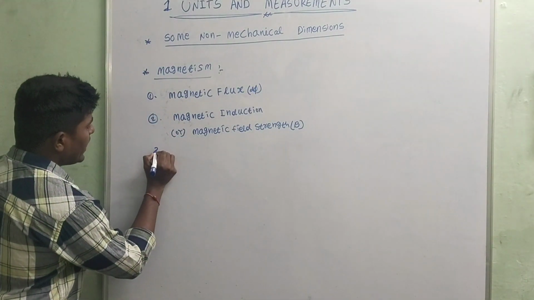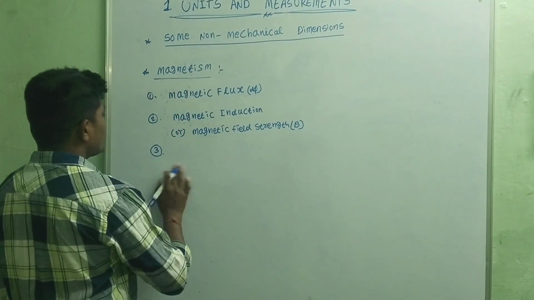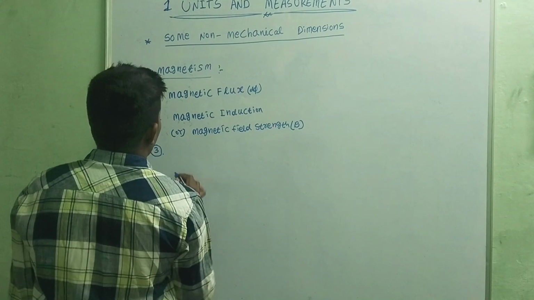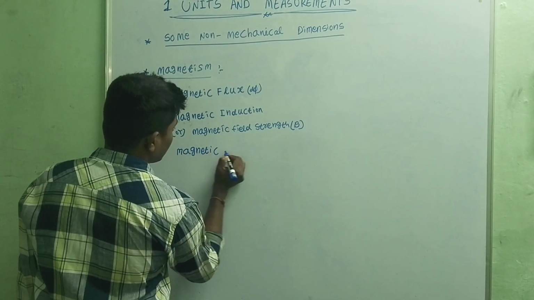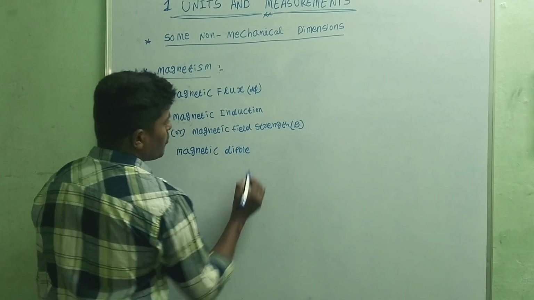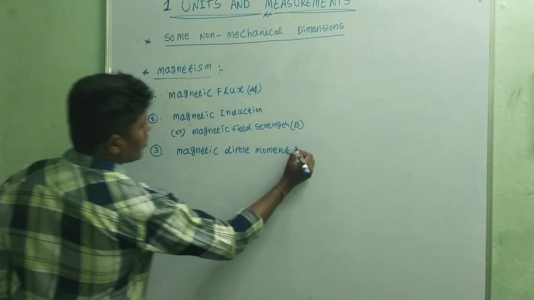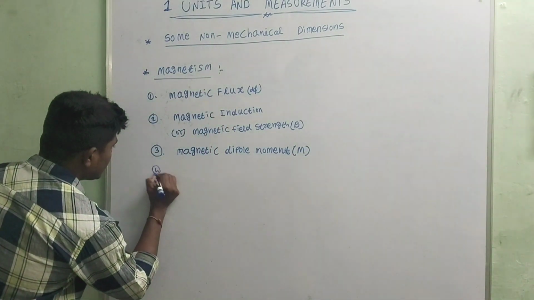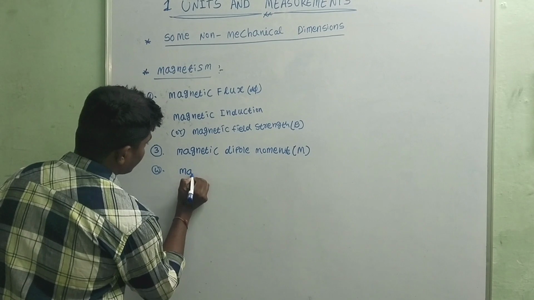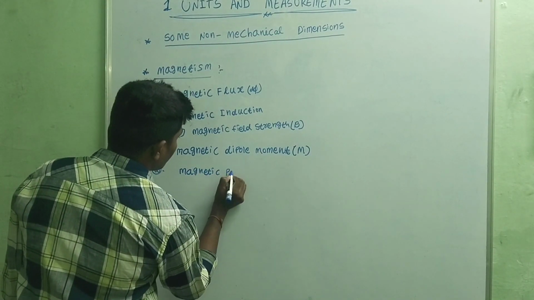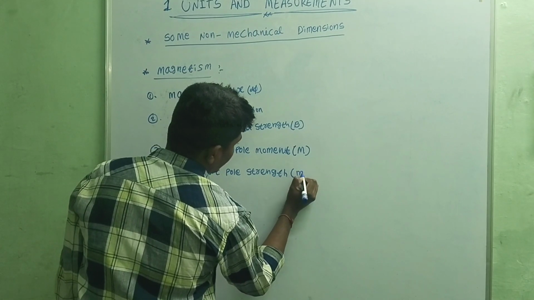Next one is the magnetic dipole moment, denoted by capital M. Next physical quantity is magnetic pole strength, denoted by small m.